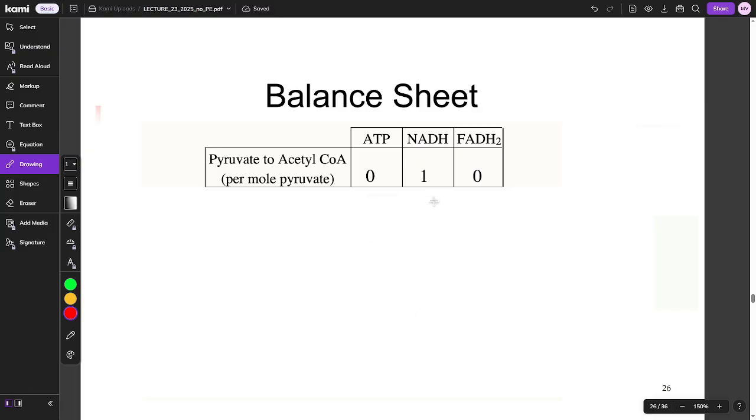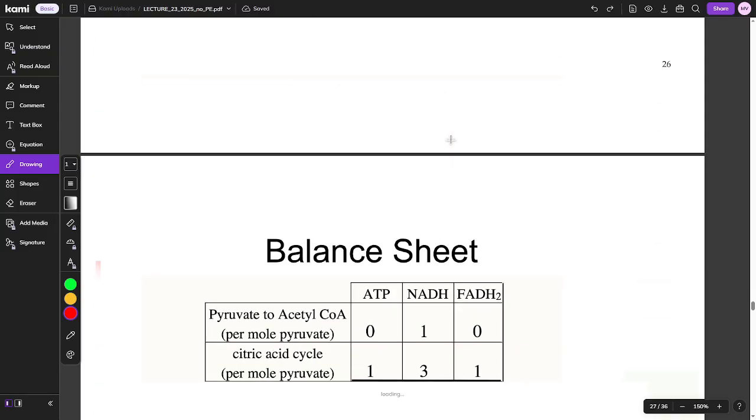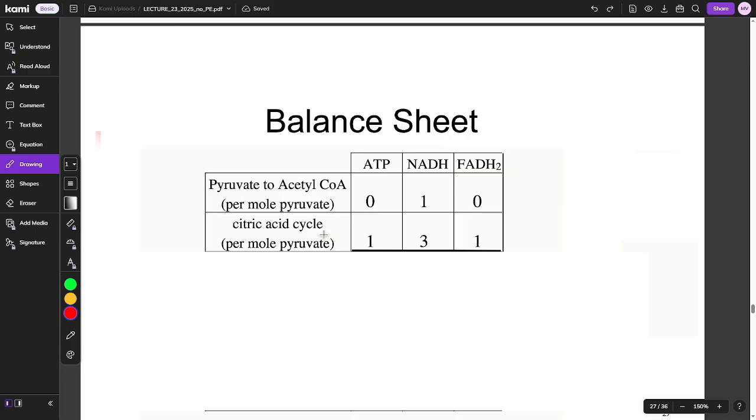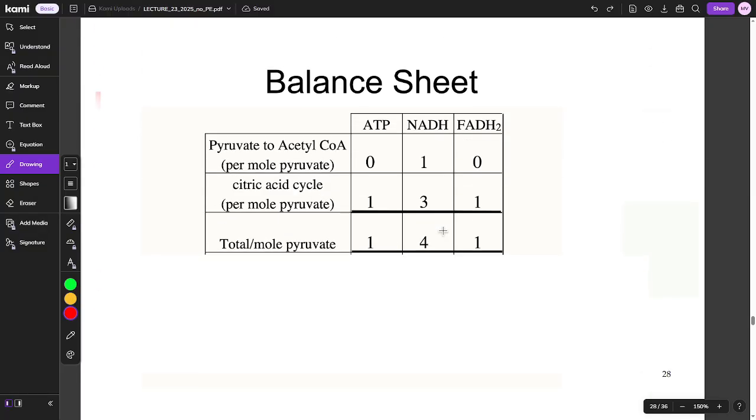And here is the pathway from pyruvate to acetyl-CoA, right? We're going from PDH, which makes it through the last step, E3. Then we add the citric acid cycle. It adds 1 ATP, 3 NADH and 1 FADH2. And then if you combine them all, it's going to be 1 ATP, 4 NADH, and 1 FADH2.